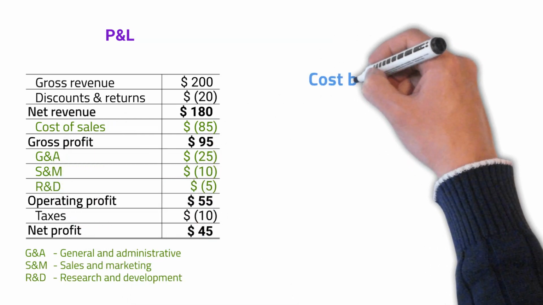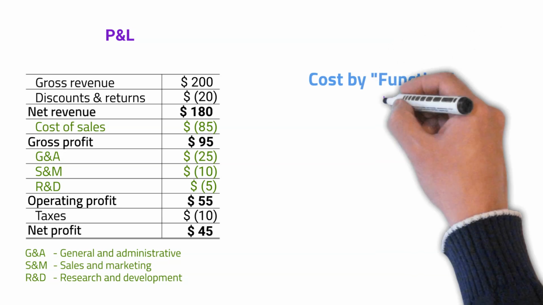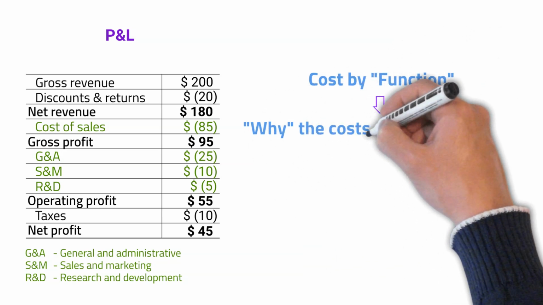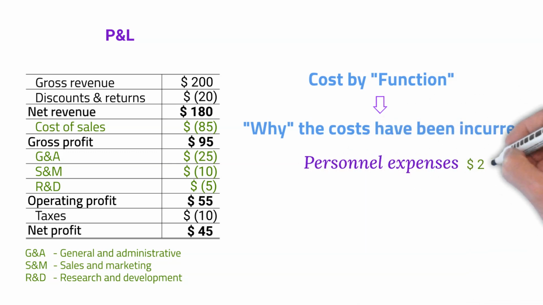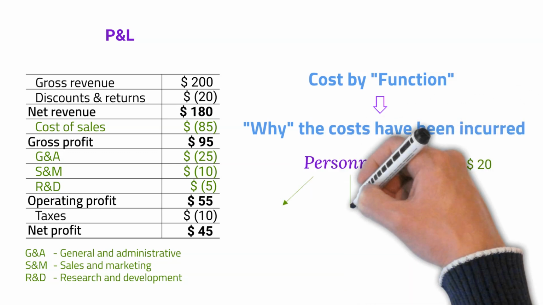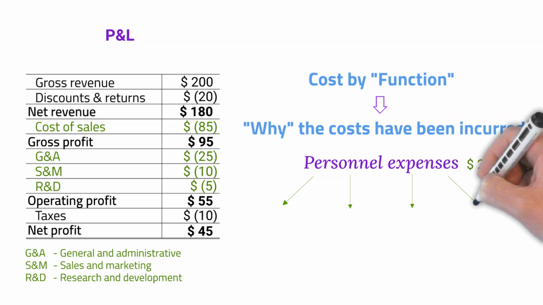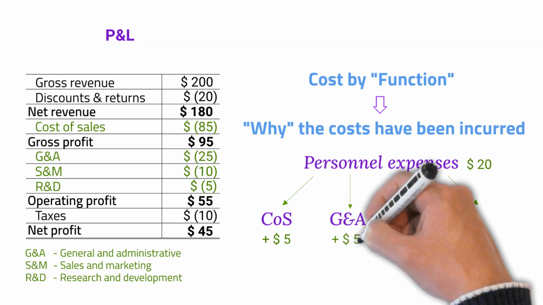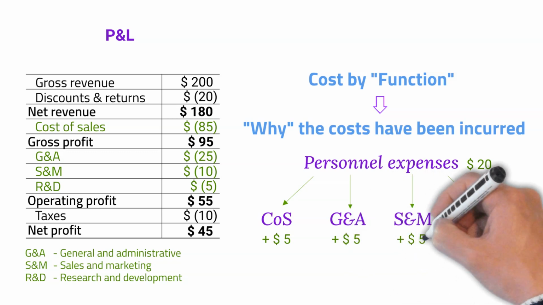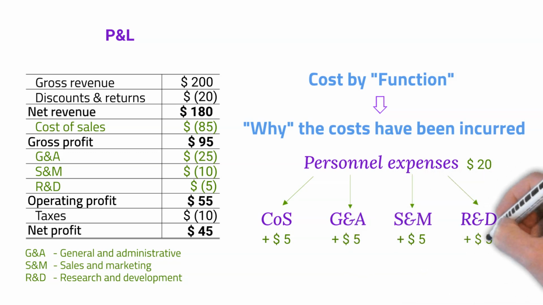These functions will then include portions of different costs. For example, notice that we no longer have personnel costs on the P&L. They will now be split by function depending on what people do in the company. The $20 from the previous P&L could be split evenly by $5 per function, if our team is doing general administration with the same effort as sales and marketing. And that's why $80 of cost of sales now increased to $85.